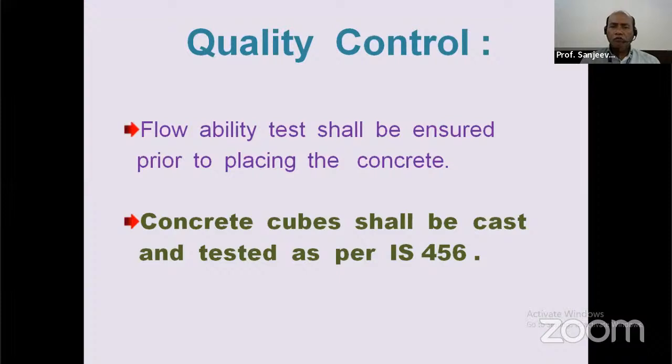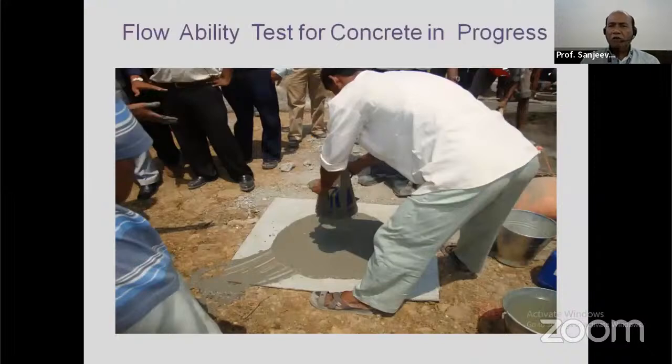So now quality control. Flowability test was ensured prior to placing the concrete. Concrete cubes were to be cast and tested as per IS 456. This is the flowability test that was done by the quality control supervisors and workers. The flowability test for the concrete was in progress. This is how the concrete was tested for its quality, and this is how quality control was being maintained for this precast wall panel.